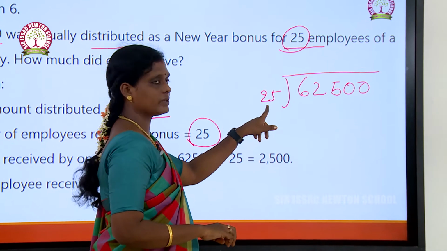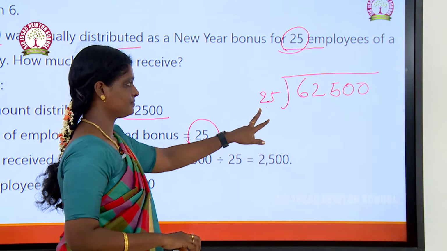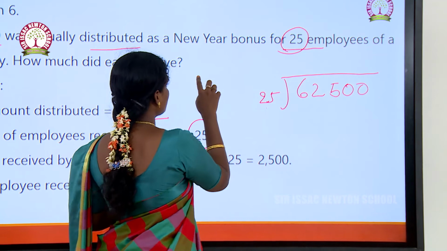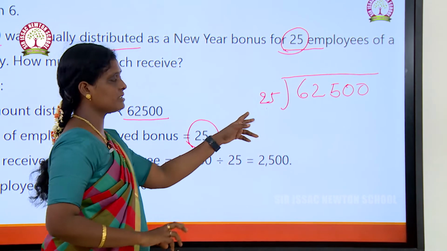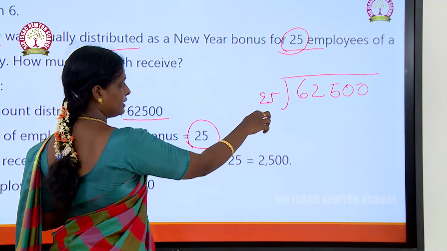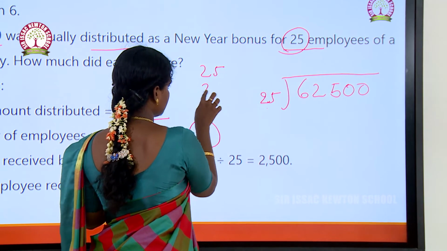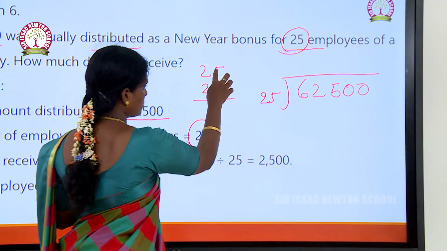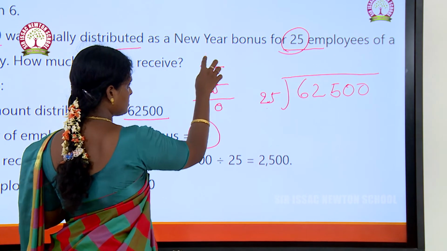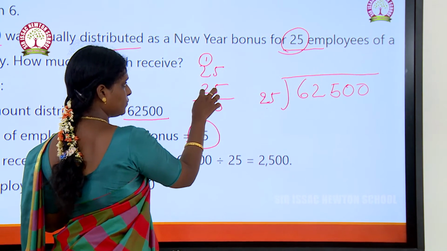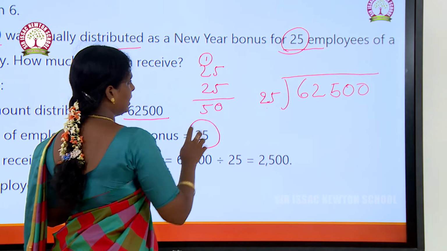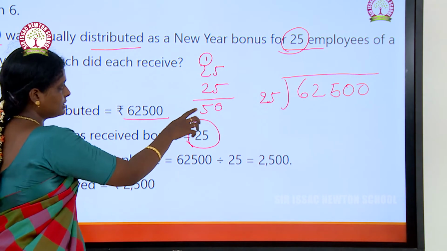So, do you know the 25 times table? If you know, you are too good. If you don't know, no problem. You just add 25 with this. If you add 25 and 25, so 5 plus 5 is 10, 0, balance 1. So, 2 plus 2 is 4, plus 1 is 5. I hope you all know this one.